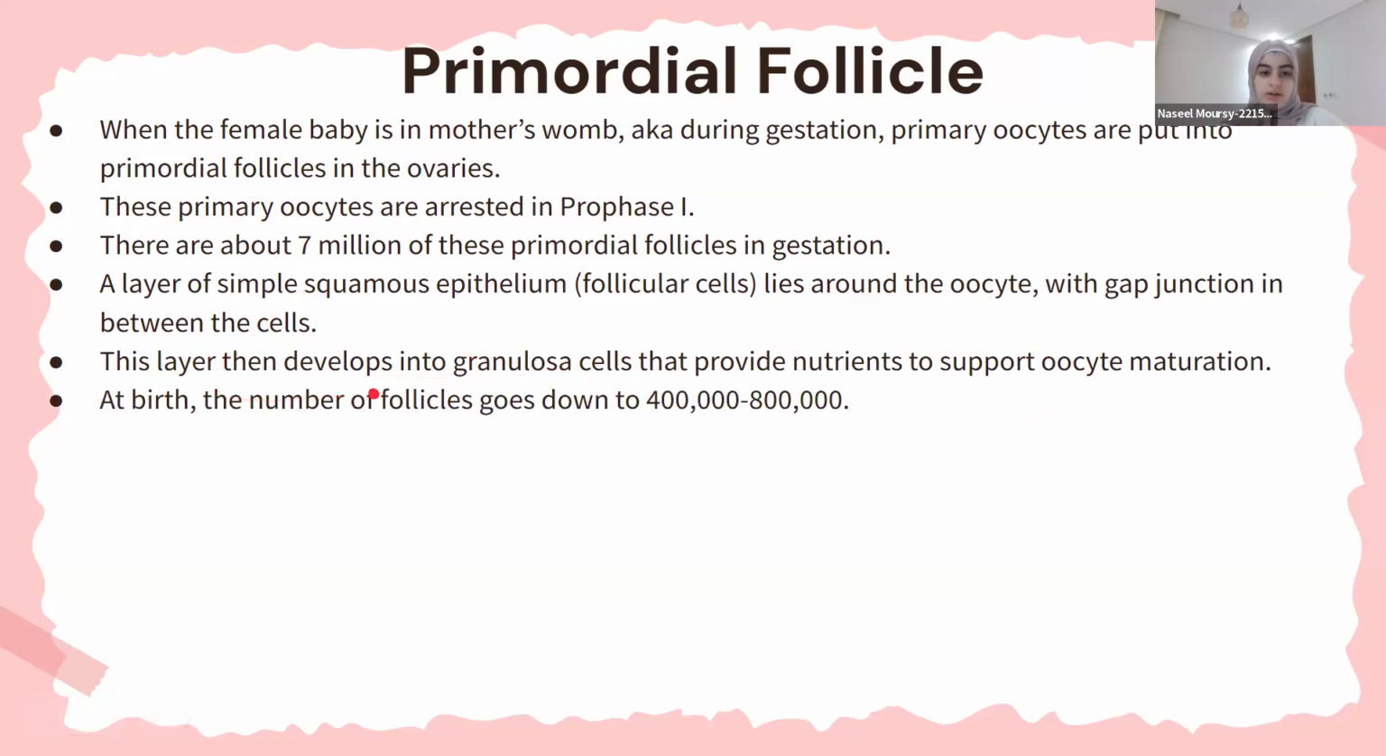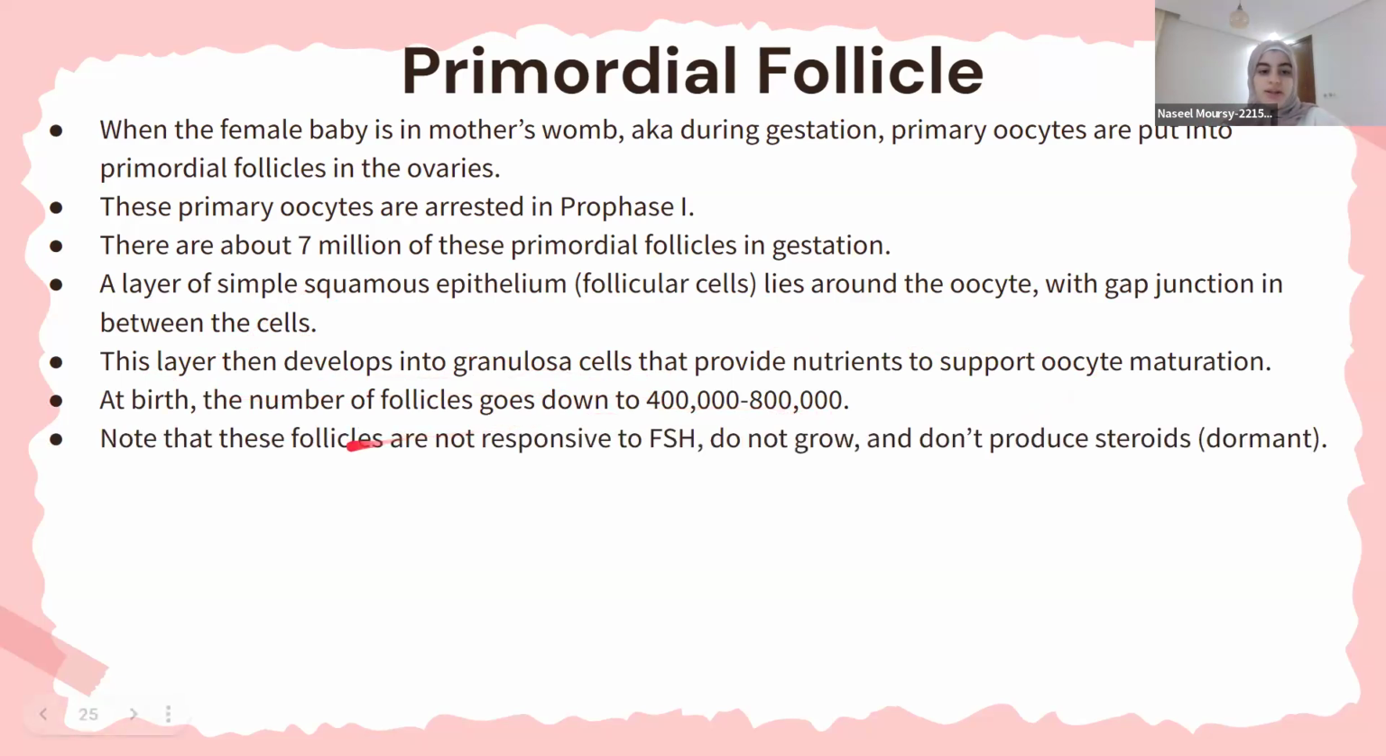Now, the granulosa cells, that's what helps the maturation. At birth, like we said, the number of follicles goes down to 400,000 up to 800,000. Note that these follicles are not responsive to FSH, they don't grow, and they don't produce steroids. They're dormant, okay? So they're just sitting there, just waiting to go into maturation. They don't do anything, all right?